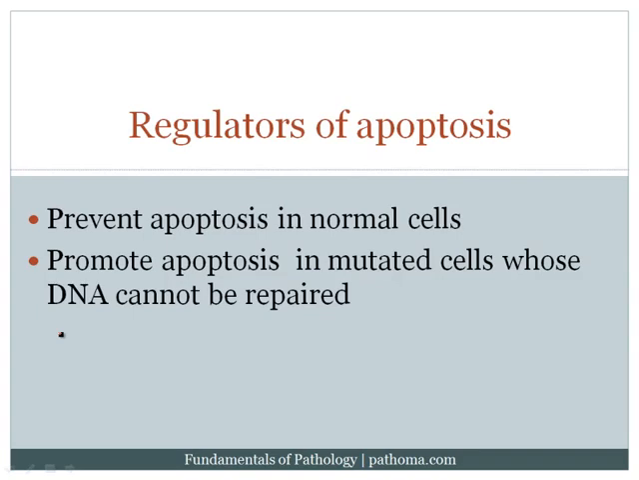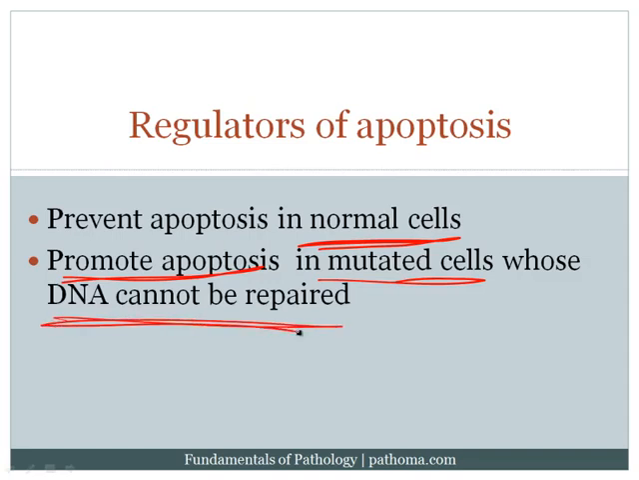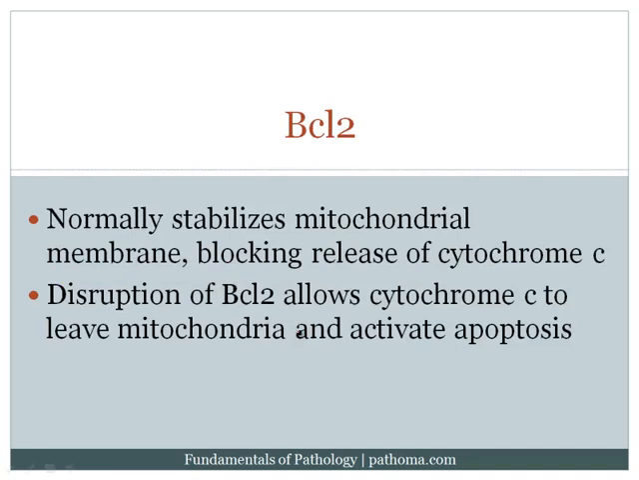Because you want apoptosis to not occur in a normal cell. You don't want a normal cell to die, so you want to prevent apoptosis in a normal cell, but you want to promote apoptosis in mutated cells because you don't want cells whose DNA cannot be repaired. If there's DNA and it cannot be repaired, you want apoptosis to occur in that mutated cell. And so apoptosis is highly regulated. One of the important regulators of apoptosis is BCL2.